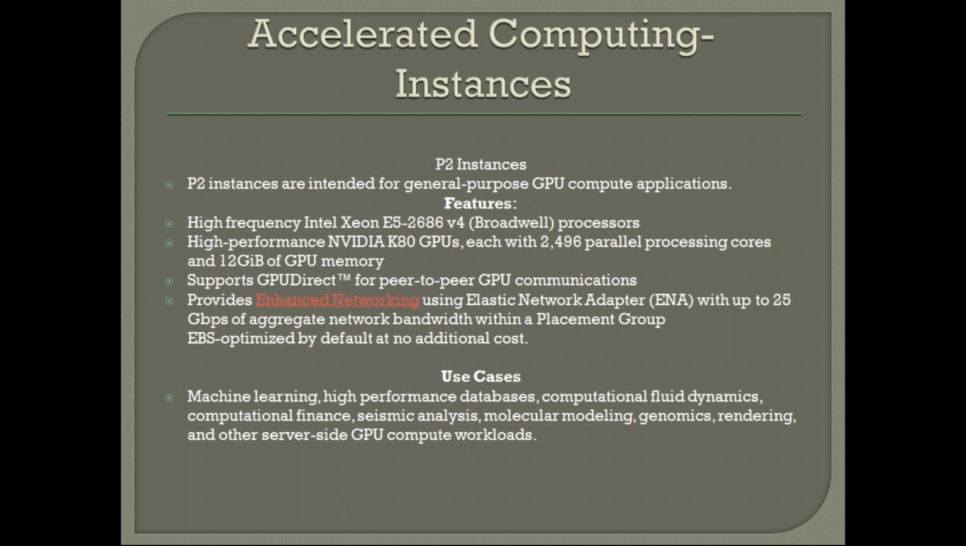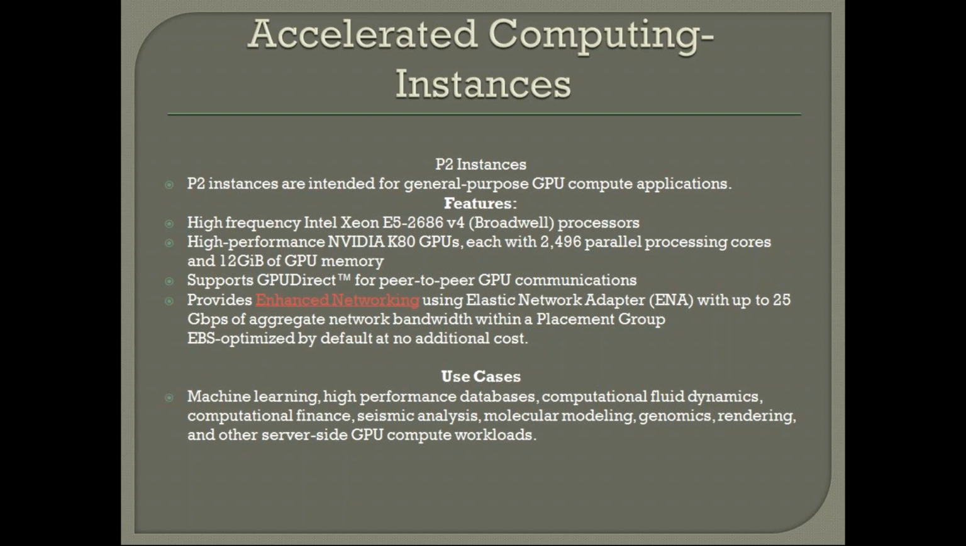High performance NVIDIA K80 GPUs, each with 2,496 parallel processing cores and 12 GB of GPU memory. So CPU memory is different and GPU memory is different. Supports GPUDirect for peer-to-peer GPU communication, which is another connectivity for peer-to-peer GPU instances communication. Provides enhanced networking using elastic network adapter with up to 25 Gbps of aggregate network bandwidth within a placement group, and EBS optimized by default at no additional cost.